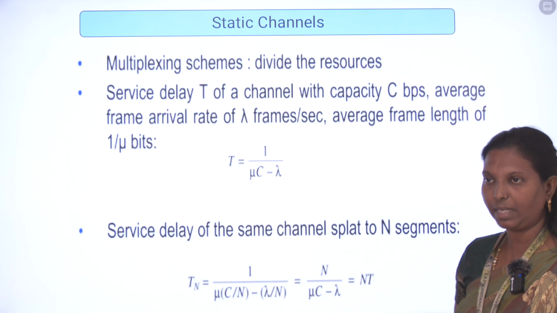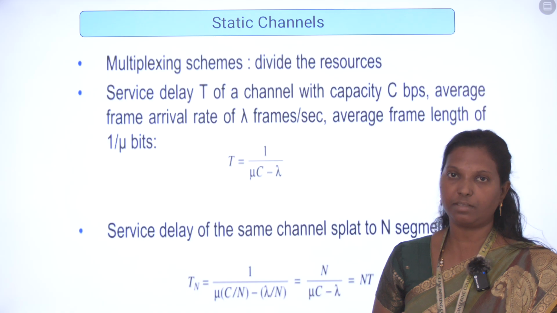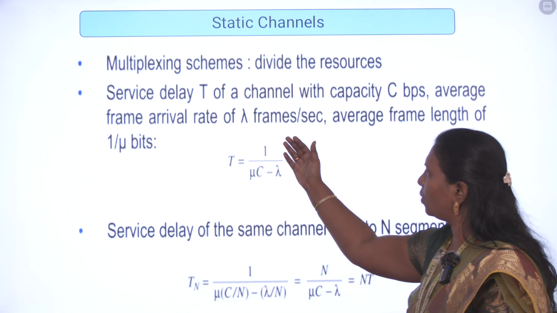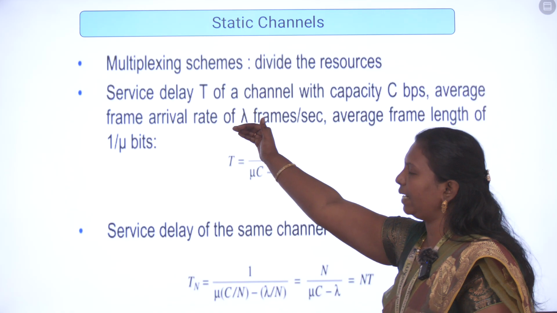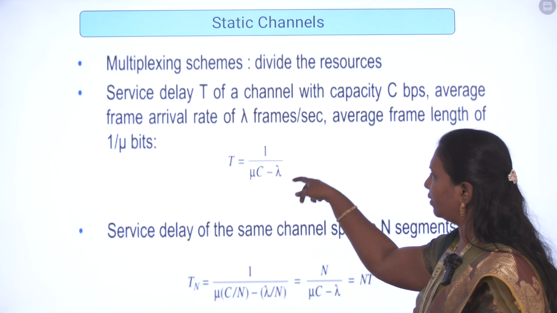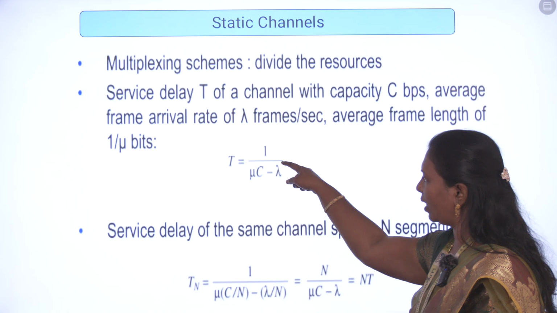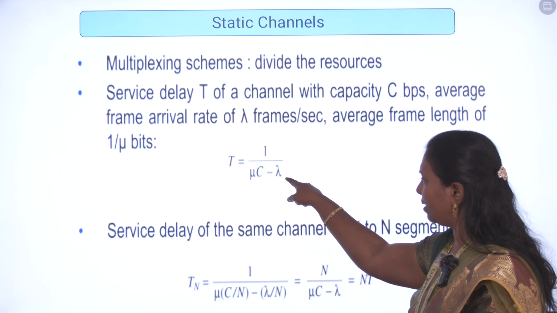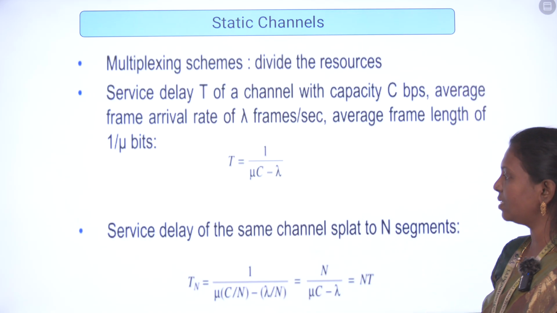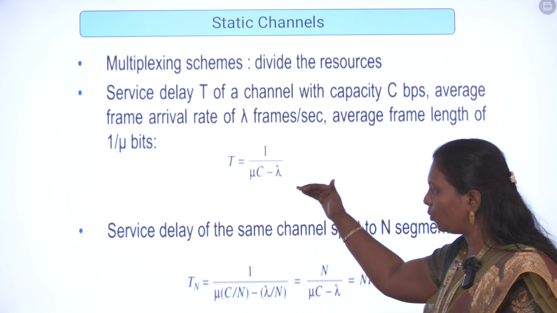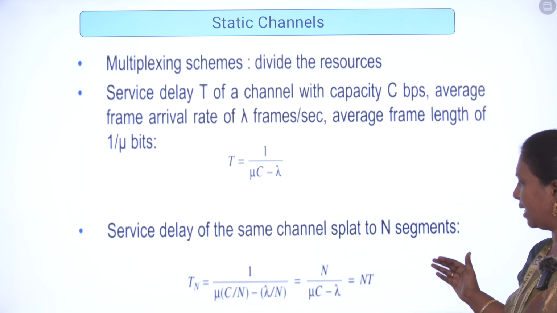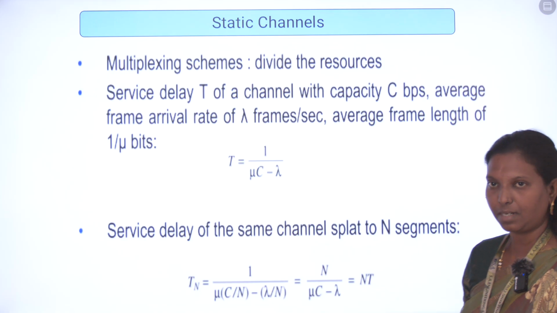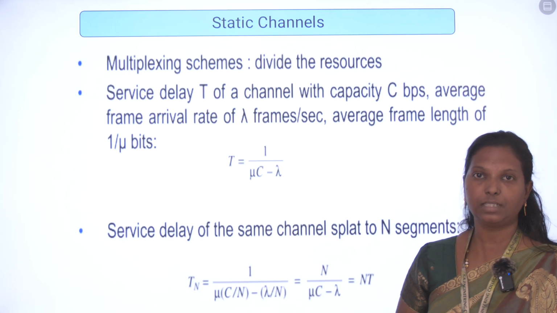Whenever we are calculating, suppose we take 10 as a frame sector, then those 10 frames will be processed through the channel C with the delay distortion of T. This will be calculated as T equal to 1 by (mu C minus lambda). This is the calculation of service delay, and through this T we again calculate the entire set of N segments. So N of T represents the total delay across the entire segments.